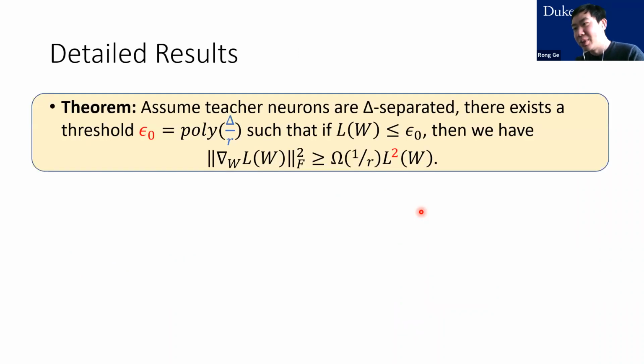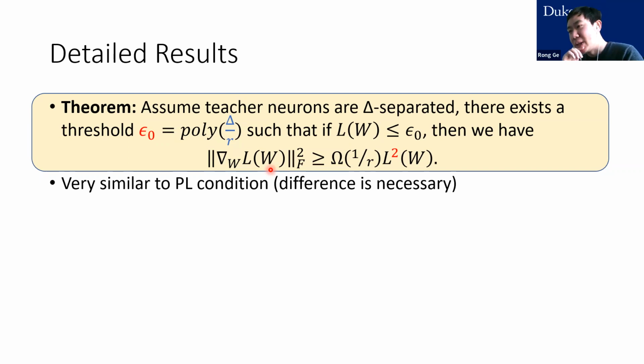So based on these assumptions, here's the more detailed result. Assuming the teacher network neurons are delta separated, we show that there exists a threshold such that if the loss is smaller, we know the norm of the gradient squared is at least some factor times the loss function squared. So if the loss is not zero, then the gradient is also not zero, and you can continue to make improvement.